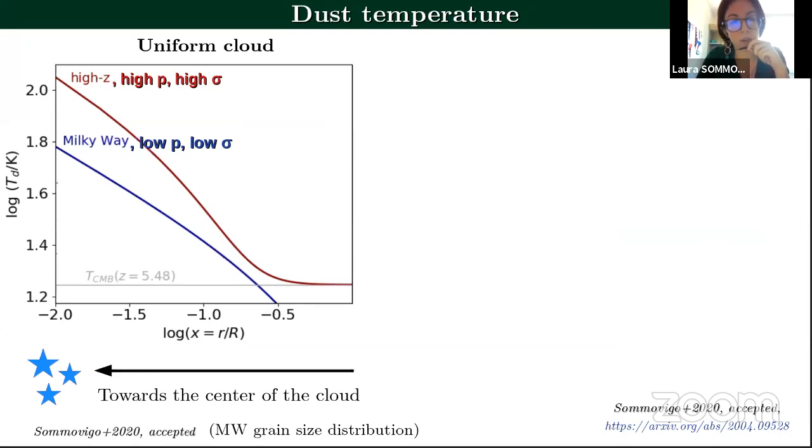So in this plot, on the y-axis, you have the dust temperature, whereas on the x-axis, you have the distance with respect to the center of the cloud, where I remind you that we have our UV source. So the red line is the dust temperature in our high redshift cloud, while the blue line is the dust temperature in our low redshift cloud. You can see that the high redshift cloud has a hotter dust, and this is mainly due to the fact that this cloud has larger pressure.